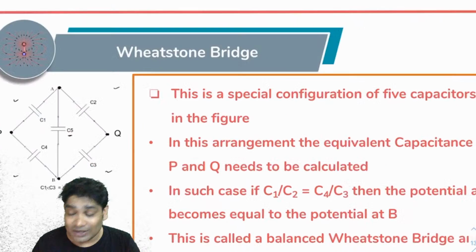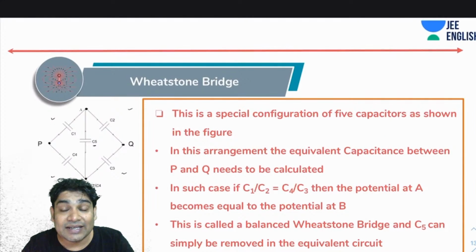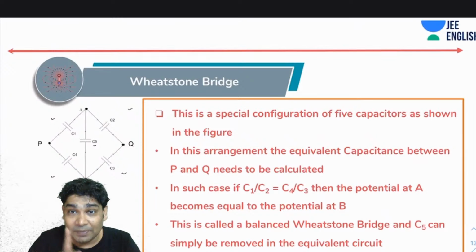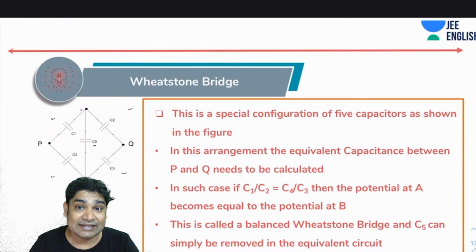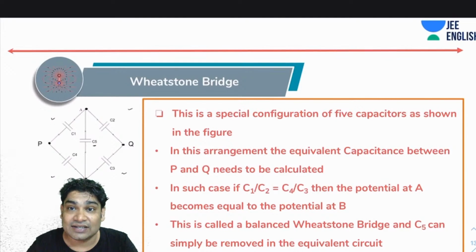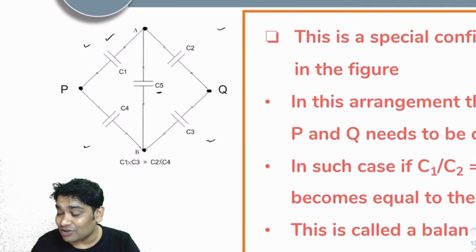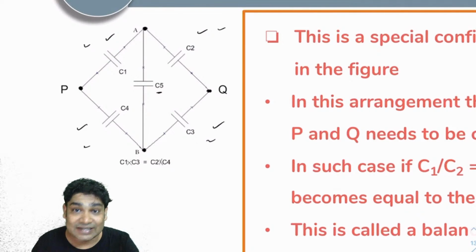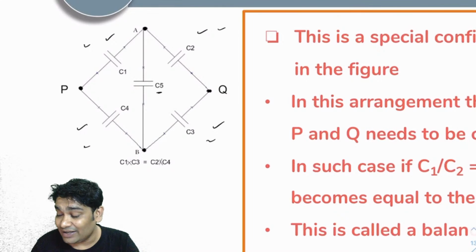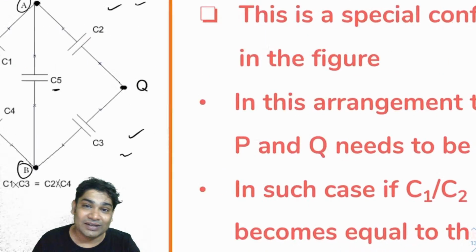So what is the special thing about this arrangement? In this arrangement, the equivalent capacitance between P and Q needs to be calculated. Now if we take a special case such that the ratio of the capacitance of this to the capacitance of this is equal to the capacitance of this to the capacitance of this, then it turns out that the potential of A and the potential of B become equal.